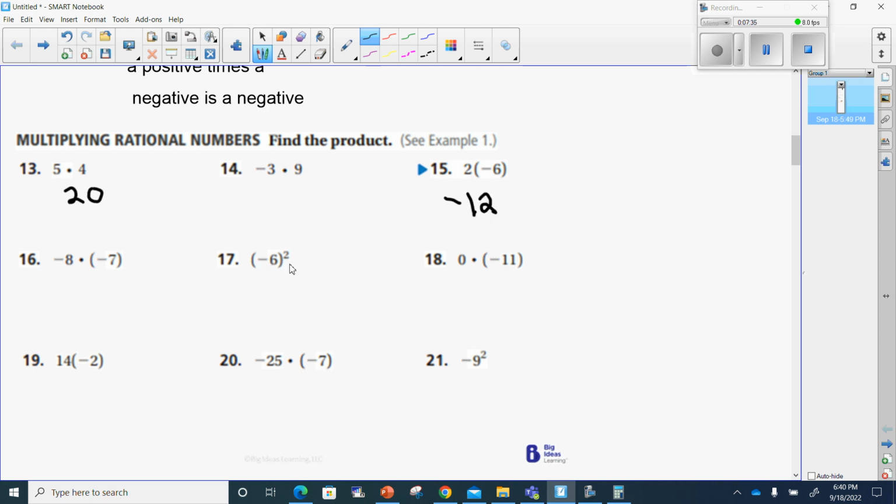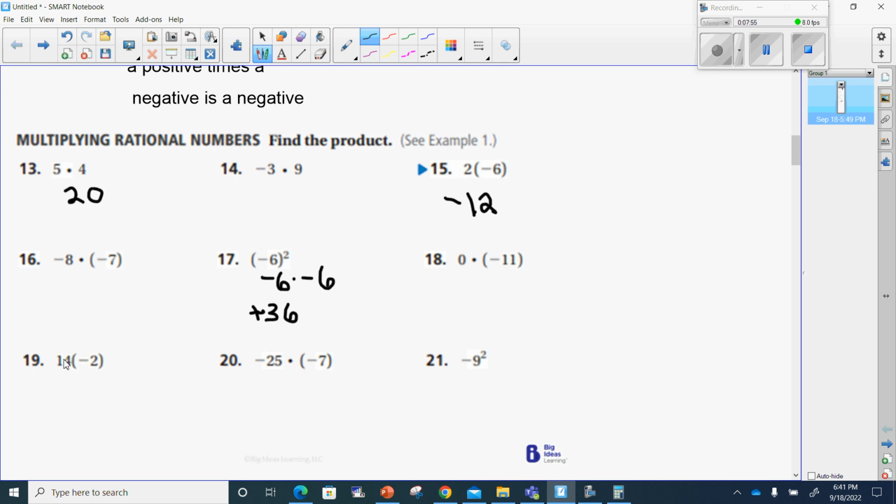This is negative 6 to the second power. This is equal to negative 6 times negative 6. Remember, this means this number multiplied to itself this many times. Well, negative times a negative is a positive, and 6 times 6 is 36. So our answer is 36.